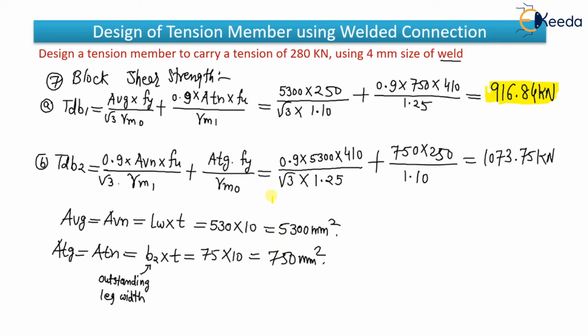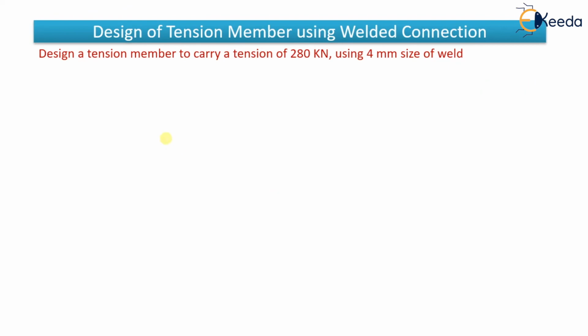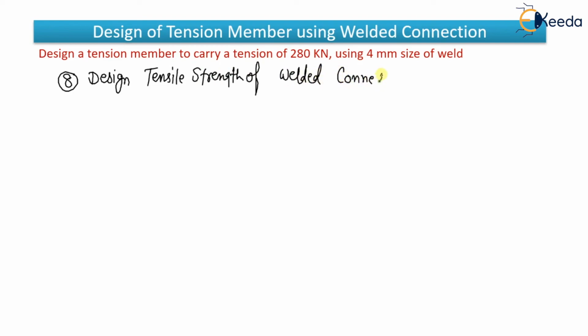Now we have calculated all TDG, TDN, TDB. Let's calculate the final strength. So I'll take the next step, step number 8: design tensile strength of welded connection, or you can write design tensile strength of member by using welded connection. It will be a proper sentence.